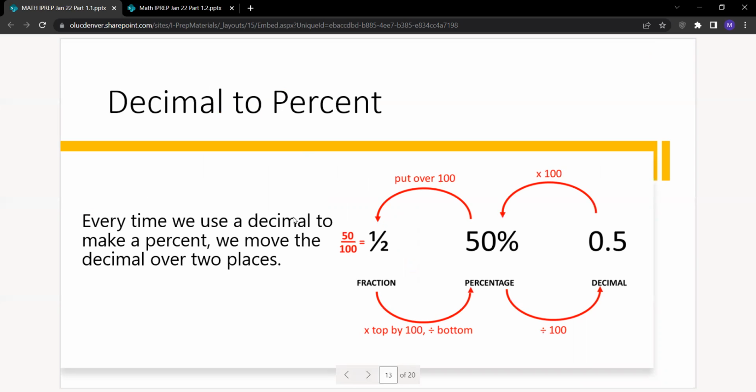So every time we use a decimal to make a percent, all we're going to do is move the decimal 2 places. So we look at that here, we have 50%, there's a decimal here. And if we want to make this into a decimal, we just move it here and then here. And now we have 0.5, and that's our decimal. And vice versa, if we want to do it the other way, we have 0.5, we just move this decimal over 2 places, and that will give us 50%. Now we've already talked about fractions and percentages. It's really just dividing by 100 or multiplying by 100. So let's go ahead and move on to the next slide.